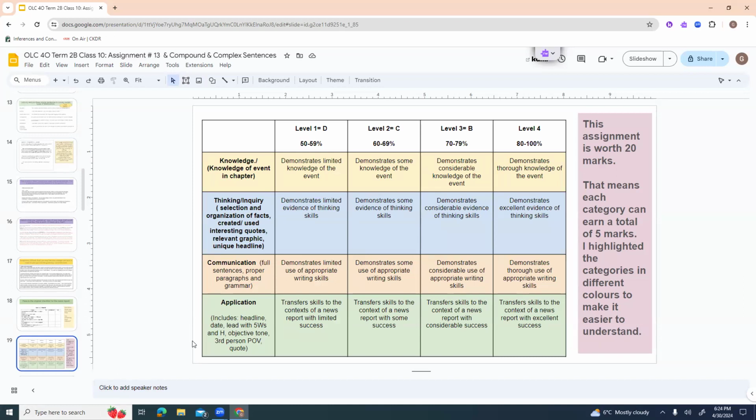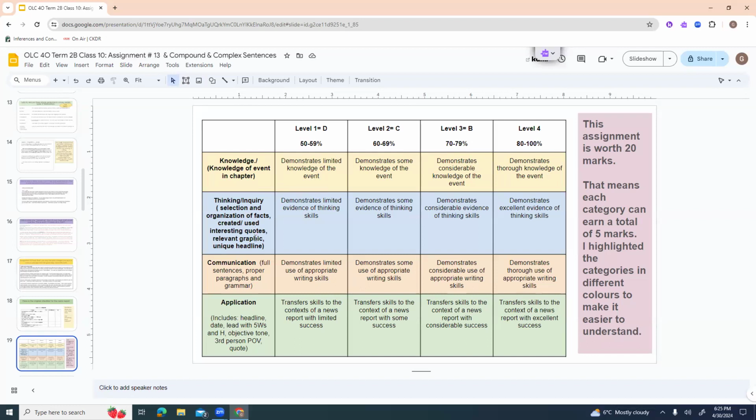So this assignment is worth 20 marks total. That means each one of these categories is worth 5 marks. So if you got level 4, you could get between 4 and 5 marks for each one. The first category is knowledge, or knowledge of the event in the chapter. Limited knowledge is a D. Some knowledge is a C. Considerable knowledge is a B. And thorough knowledge is an A.